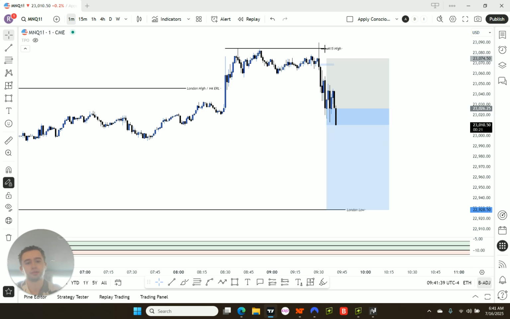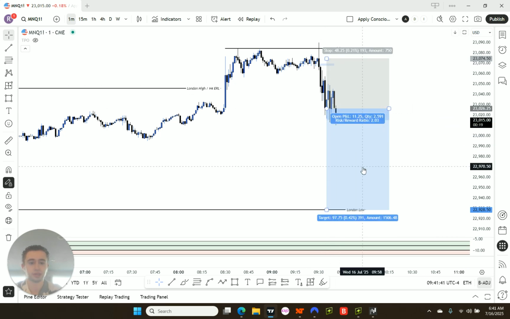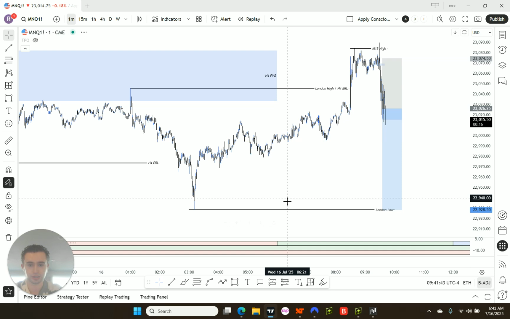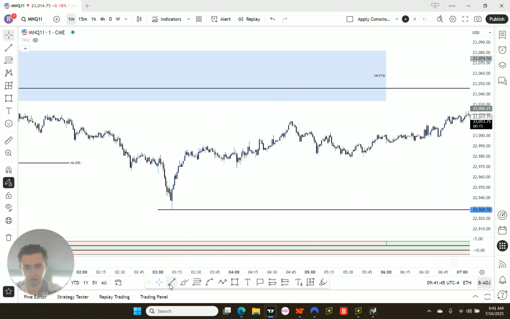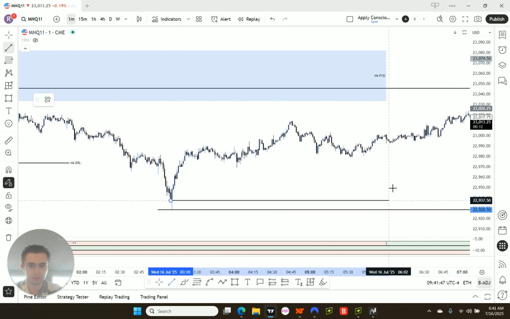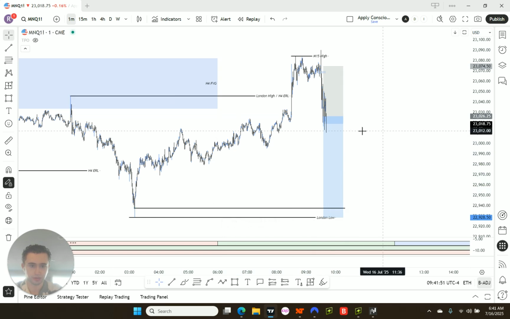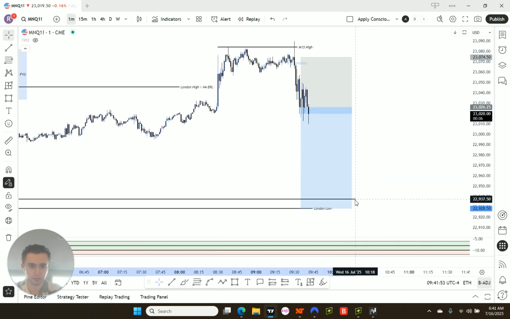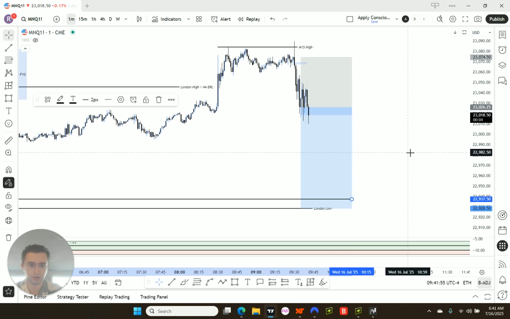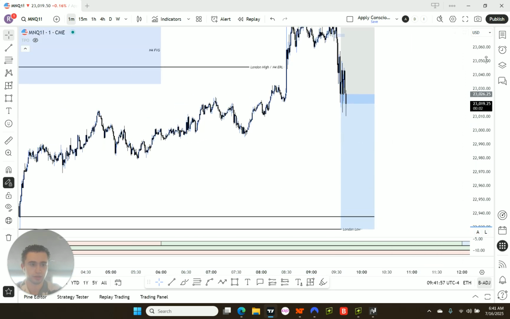Well, let's see if it makes a new low. Okay. This is like the 2R region. I would say just this bottom of this order block, this is what I would call the 2R region, between this and London low. So if price got there, I would manage it accordingly.